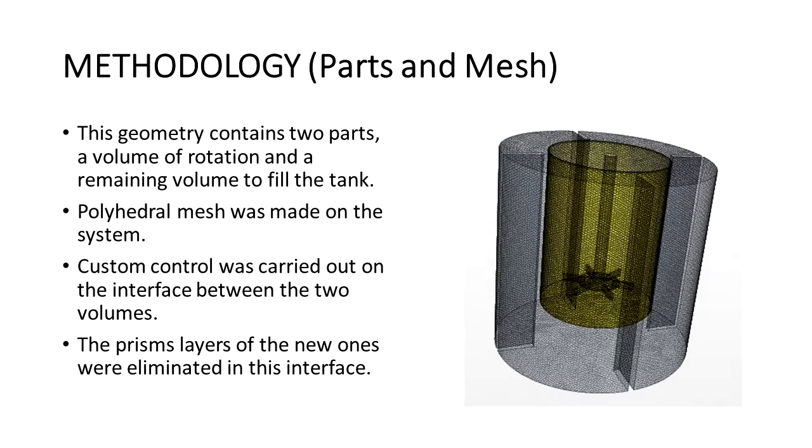The geometry contains 2 main parts: the rotating zone and the total volume. The polyhedral mesh was made on the system. Custom controls were carried out in the interface between the 2 volumes, so that the amount of cells between these 2 volumes is higher. The prism layers of the new ones were eliminated in this interface.